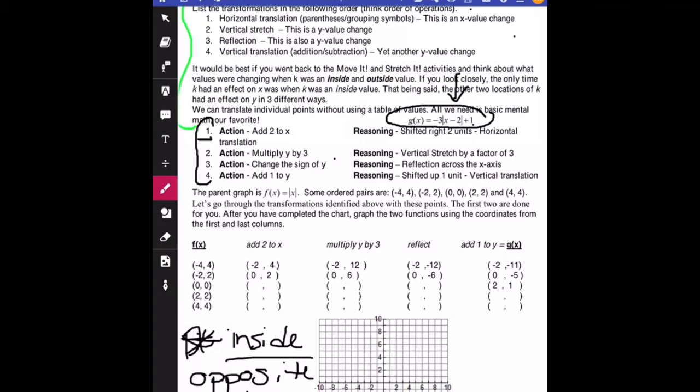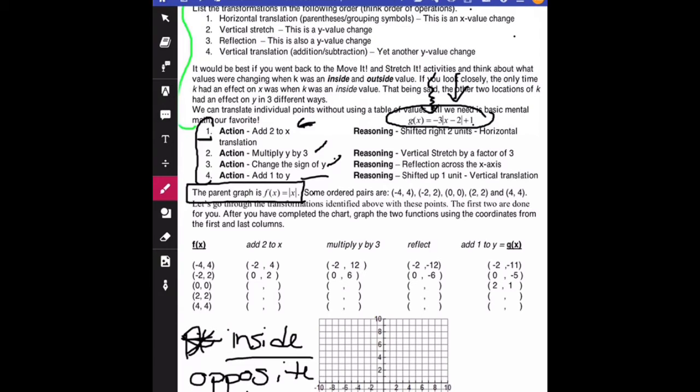So if I go back up to my steps, add 2 to the x translation, then I multiply y by 3. You multiply y by 3 because it's outside change. Change the sign because there's a negative. And remember, whenever we were applying a negative, we change the sign. The last step is we add 1 to y. Again, it's outside change. The parent function is the absolute value function. Okay, that's the original function before any transformations.